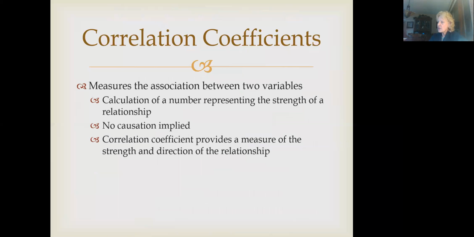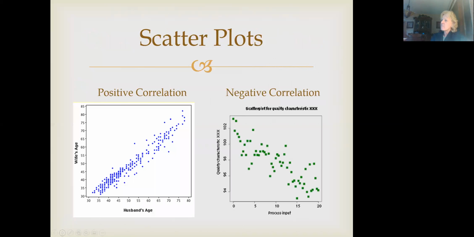In correlation coefficients, we're measuring the association between two variables. It's a calculation of a number representing the strength of a relationship. No causation is implied. We're just looking at whether there is a relationship between these two. Correlation coefficients provide a measure of the strength and the direction of a relationship. One thing that also helps you visualize this is a scatter plot, and when you're working in SPSS, it will give you a scatter plot.